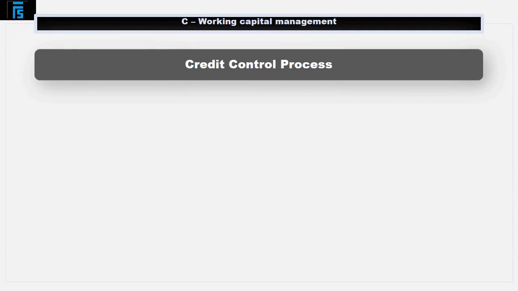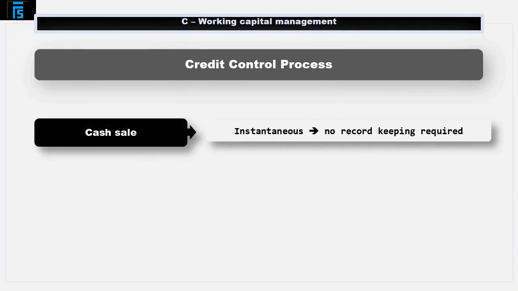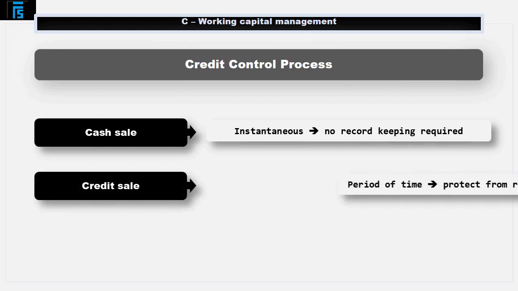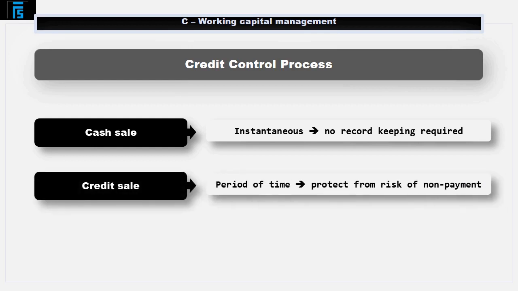The credit control process. When a cash sale takes place, for example, in many low-value retail transactions, the provision of goods or services and the resultant payment take place instantaneously, and no record keeping is required other than the recognition of the transaction for financial accounting purposes. Conversely, when a sale is on credit, the provision of goods and the payment are separated by a period of time, the credit period.